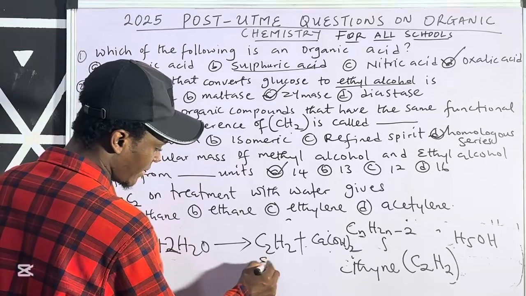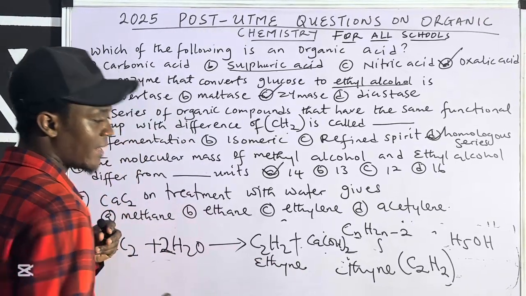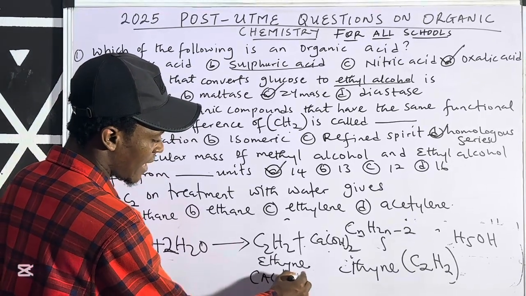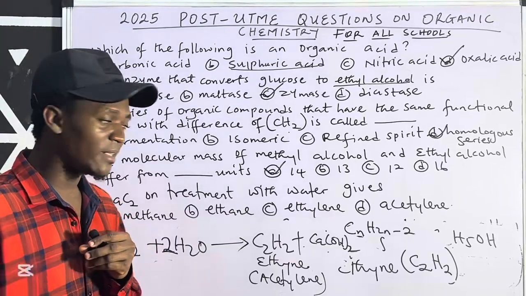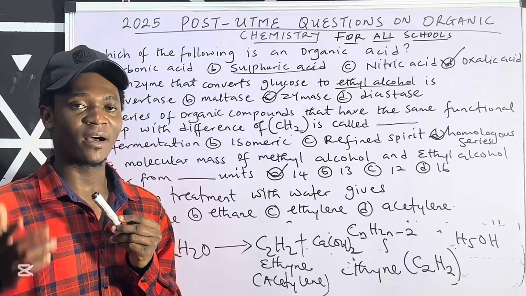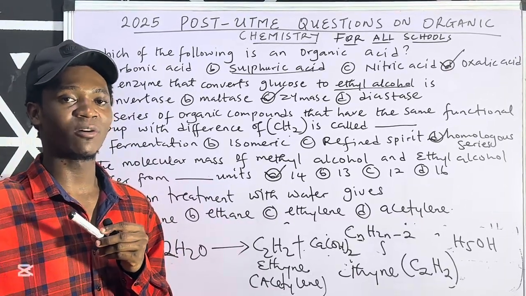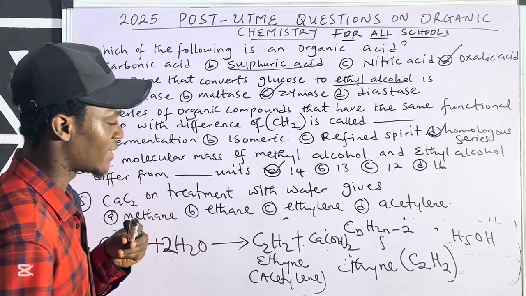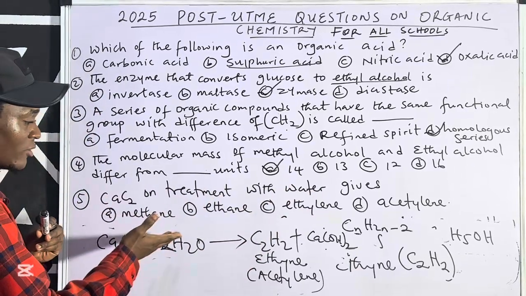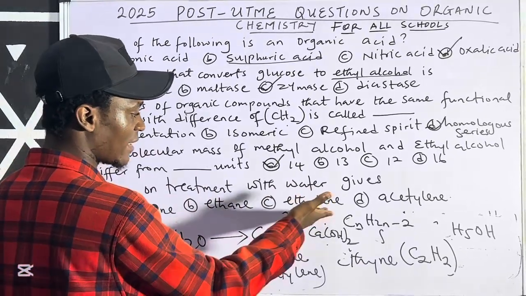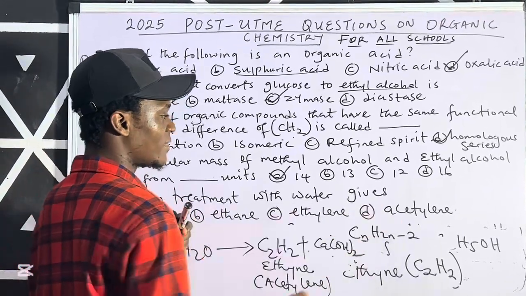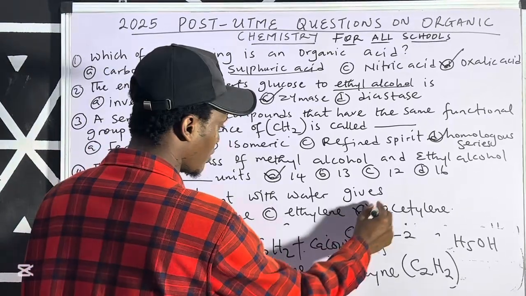So this compound here is called ethyne. Then what is another name for ethyne? It's called acetylene. And this happens to be the other name for the alkynes as well. So the alkynes are also called acetylenes, and the first member of the alkynes bears the other name for the family, which is acetylene. So on treatment of this with cold water, you get not methane, not ethane, not ethylene, because ethylene is also called ethene, which is a member of the alkenes, not alkynes. Then this is acetylene, which is the correct answer, option D.